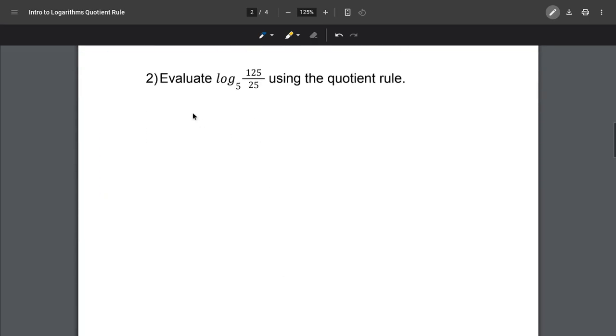All right, so this one we're evaluating log base 5 of 125 over 25 using the quotient rule. So I'm going to do log base 5 of 125 minus log base 5 of 25.